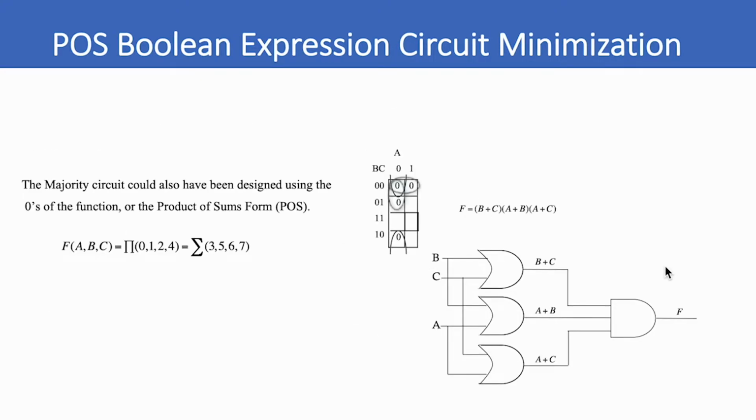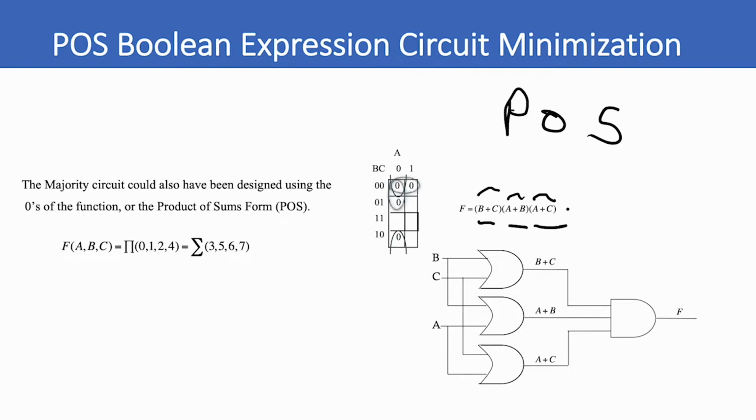Okay, well, let's map the zeros of this function, this same majority circuit function. And the zeros are mapped to these 3 sum terms, as we showed in our previous section on Karnaugh maps. We have 3 2-cubes here. So the first term is B plus C, the second term is A plus B, and the third term is A plus C. And this is the POS, or product of sums form. Okay, and we're mapping the zeros.